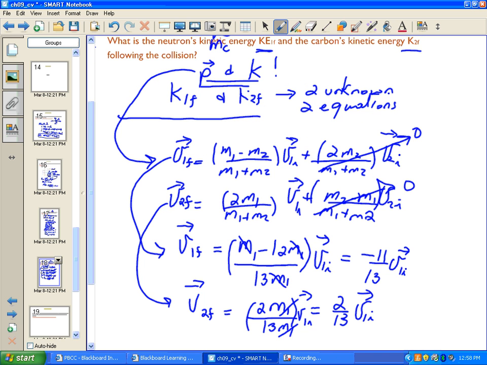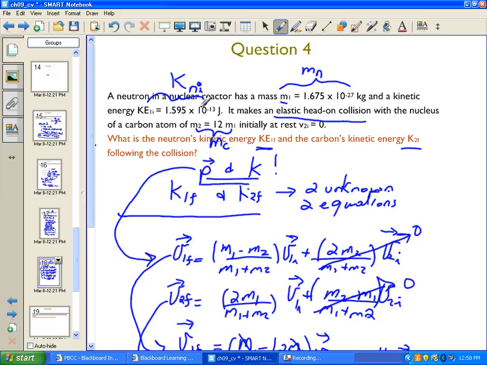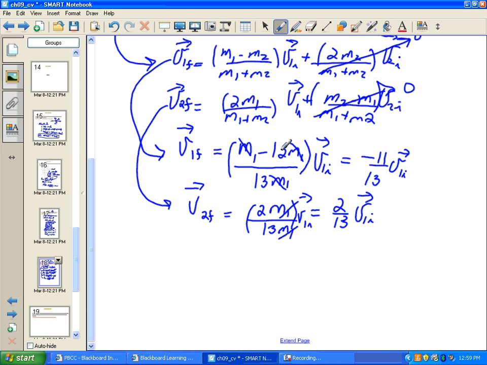Well, come back up here. Look, they told us that K1 initial, remember the neutron is object number 1, was 1.595 e to the minus 13 joules. And don't forget that kinetic energy has the form 1/2 m1 v1, in this case initial, squared. So if we want v1 initial, we are going to have to use the value of the kinetic energy and work out this number for ourselves.